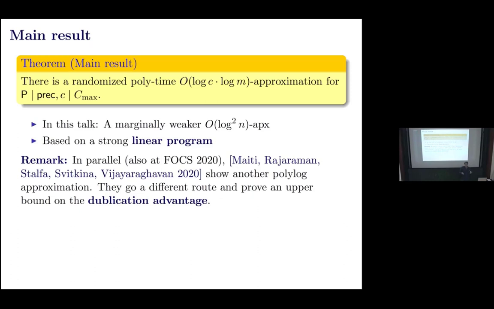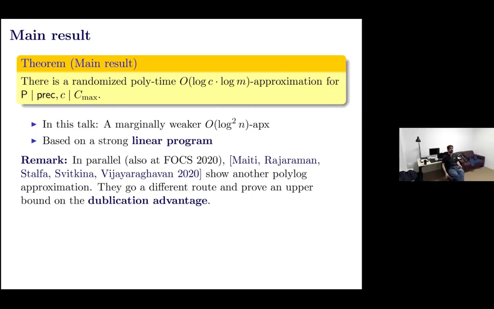They don't really work with a linear program. What they do is they build on these algorithms that allow duplication, and then they show that you can fix the schedule with duplication and get one without duplication, while the length of the schedule only grows by a polylog factor. So same result, very different routes. So I hope they're not completely wasting our time listening to this already.